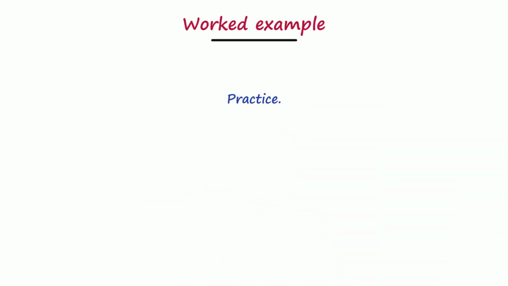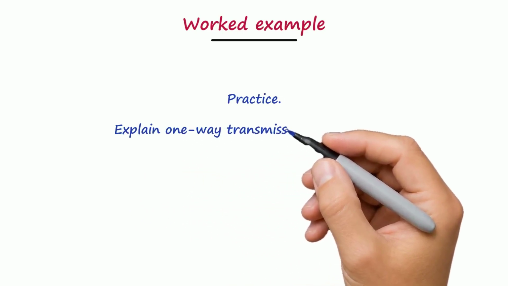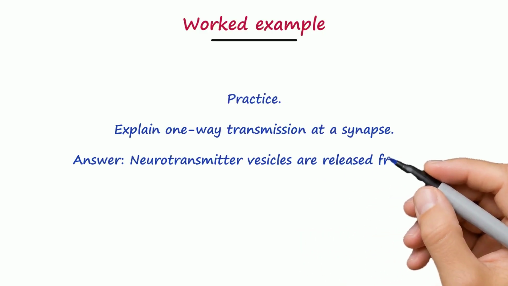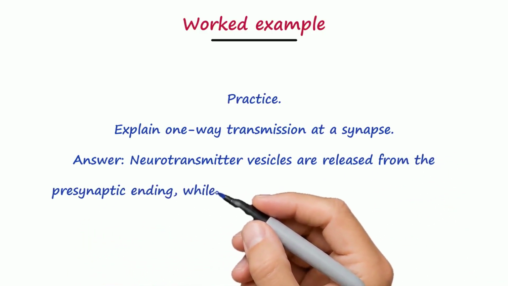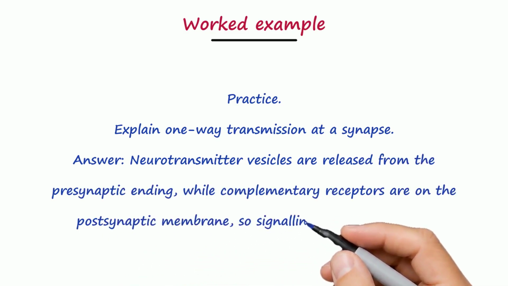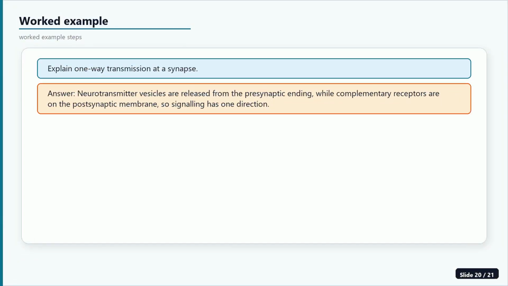Practice. Explain one-way transmission at a synapse. Answer. Neurotransmitter vesicles are released from the presynaptic ending, while complementary receptors are on the postsynaptic membrane, so signaling has one direction. Watch the numbers land in the matching symbols. Check that units cancel cleanly. If they do not, the setup is wrong even before the arithmetic.